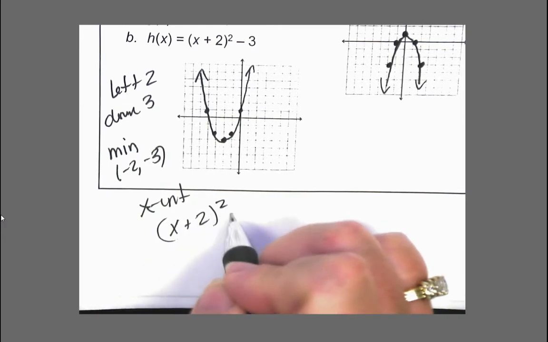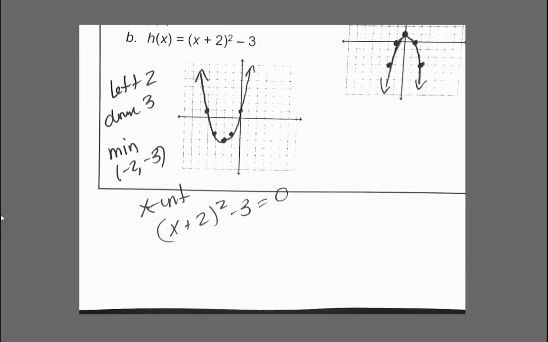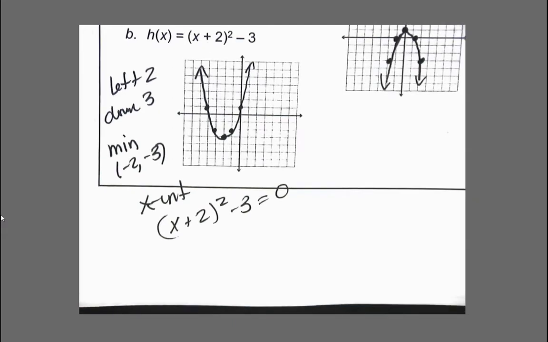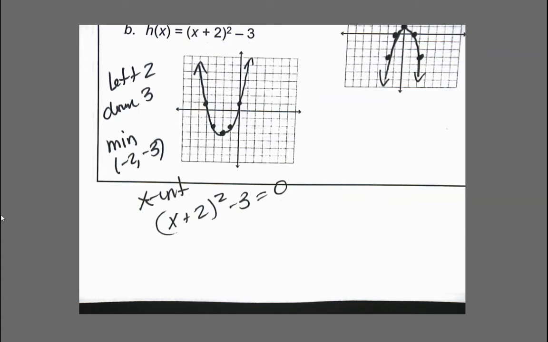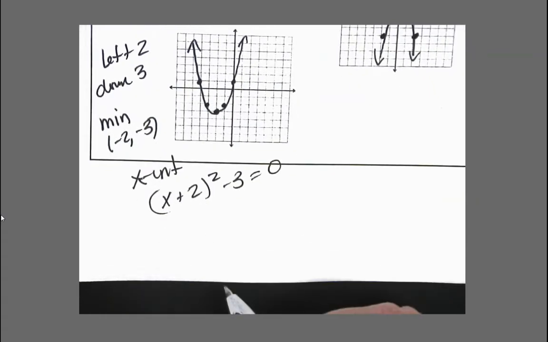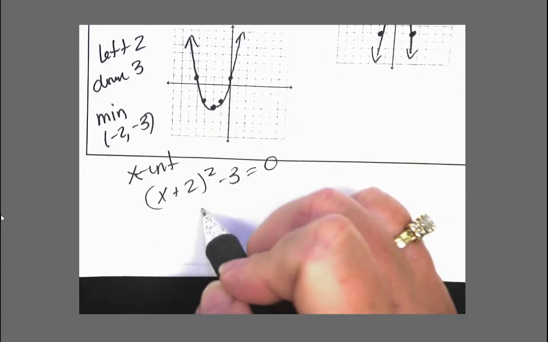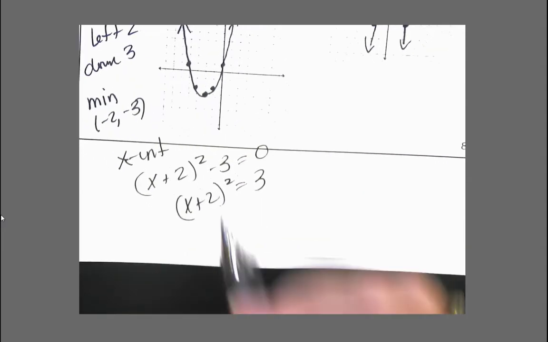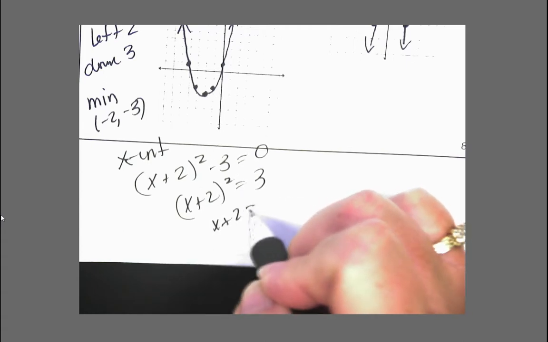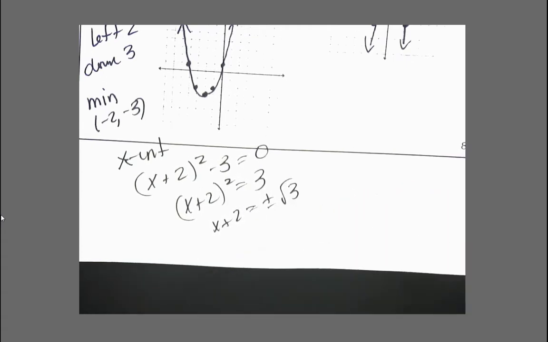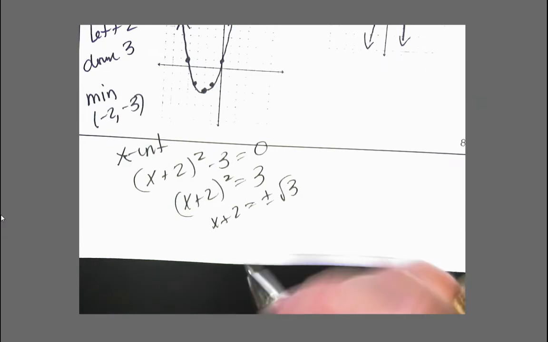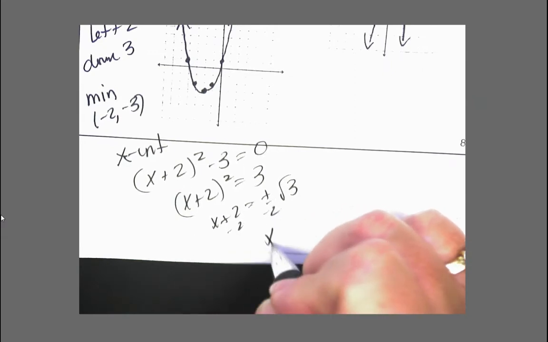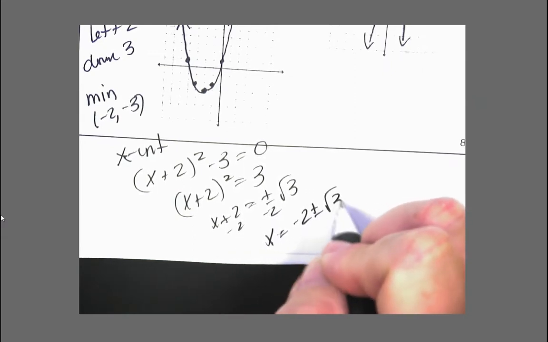Oh, you wonder why we did that worksheet the other day, right? Why we've been working on completing the square and solving quadratics and all that different stuff, because you're going to have all kinds of that stuff. So if we solve that, what are you going to do for the x-intercepts? Add 3. Then what are you going to do? Take the square root of it, plus or minus the square root of 3. And then what are we going to do? Subtract 2. So x equals negative 2 plus or minus the square root of 3.